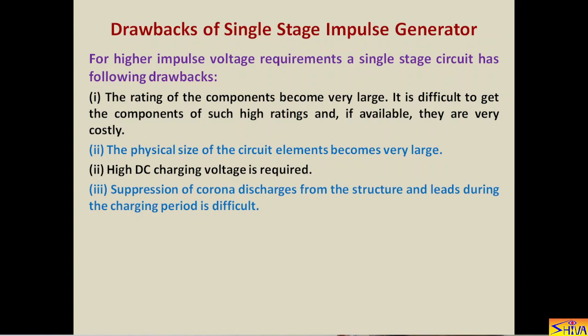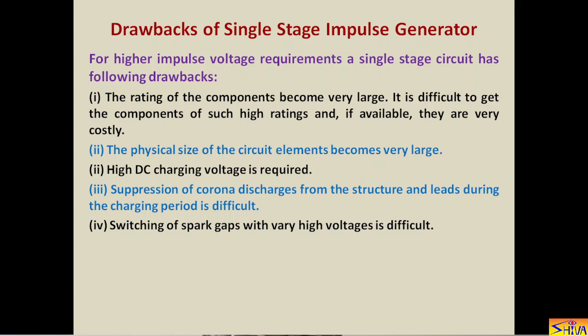Number four, suppression of corona discharges from the structure and leads during the discharging period is difficult because voltage is very high. Fifth, switching off spark gaps with very high voltage is difficult. See, first we have to charge the capacitor, and then by triggering the spark gap, we have to discharge this capacitor into the wave shaping network. So if voltage level is very high, it becomes difficult to trigger the spark gap.